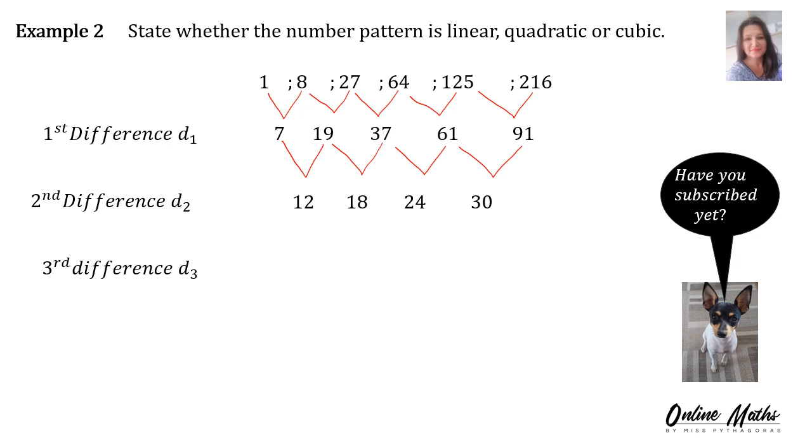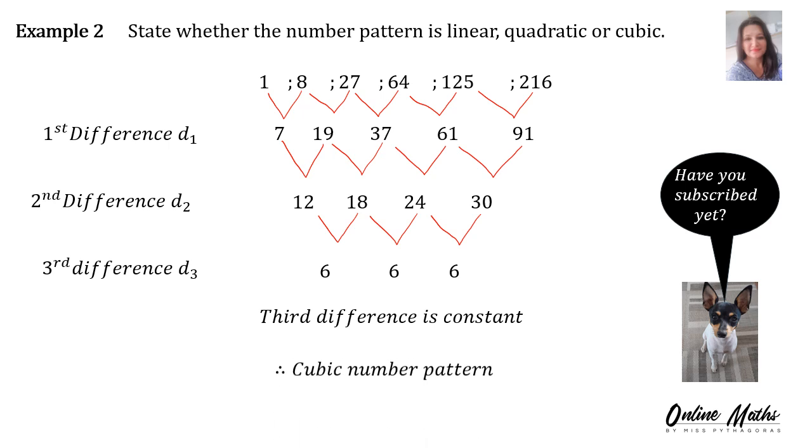Let's work out the third difference by saying 18 minus 12 is 6, 24 minus 18 is 6, 30 minus 24 is 6. And what can you see? The third difference is constant, therefore it's a cubic number pattern and the general term is Tn is equal to n to the power of 3, or n cubed.